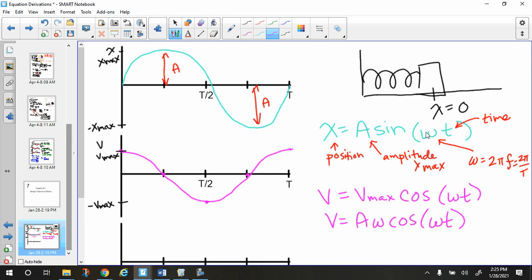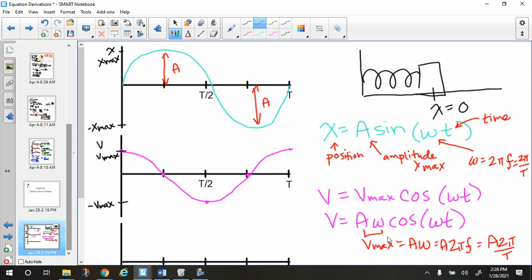And if you know how to take the derivative of sine, you know that you're going to take the coefficient of the time and multiply the cosine by that coefficient to get the derivative. So this piece right here, this A times omega, is the V max. So V max is equal to A times omega. And that's equal to A times 2 pi times frequency, which is equal to A times 2 pi over period.